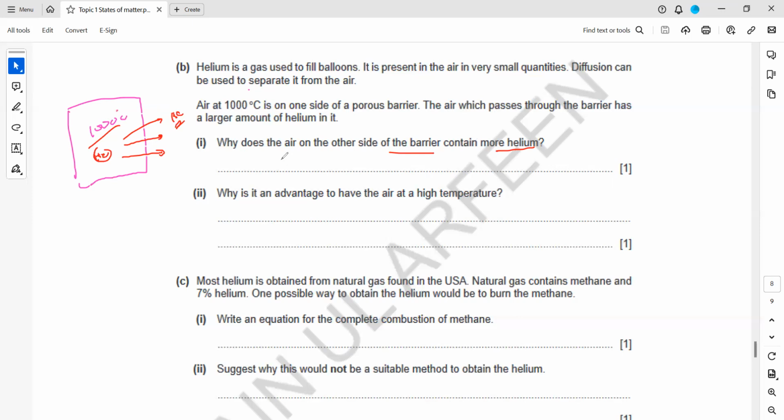Helium is lighter and it will diffuse faster. Instead of mentioning the size of the molecule, better use the term mass, because when you refer to the size of a molecule, scientifically it does not make sense. The mass is the quantity which should be used. So you should mention that helium diffuses faster because it is lighter.